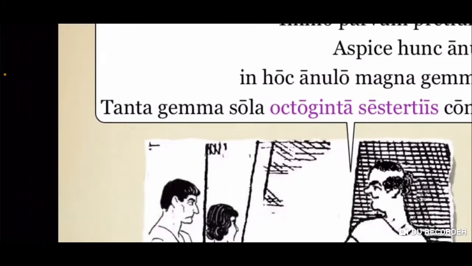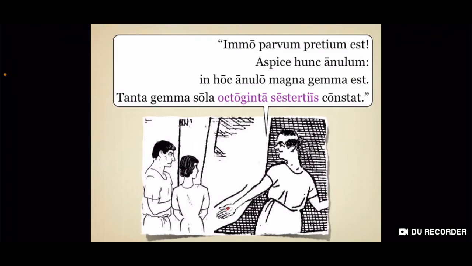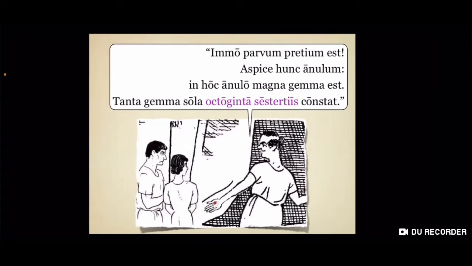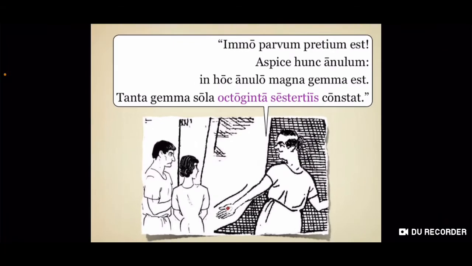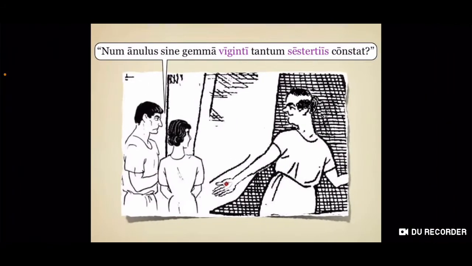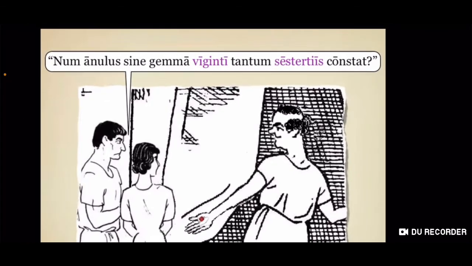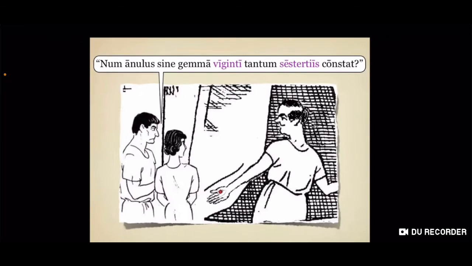A gem this large itself, or only, costs 80 sesterces. The gem alone, this big of a gem alone, costs 80 sesterces. Num annulus sine gemma viginti tantum sestertiis constat? Is it not that the ring without the gem costs only 20 sesterces? The ring without the gem costs 20 sesterces, does it not?